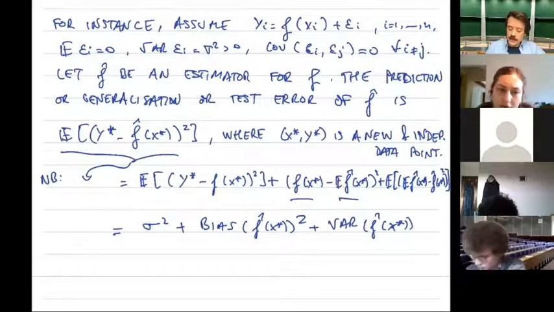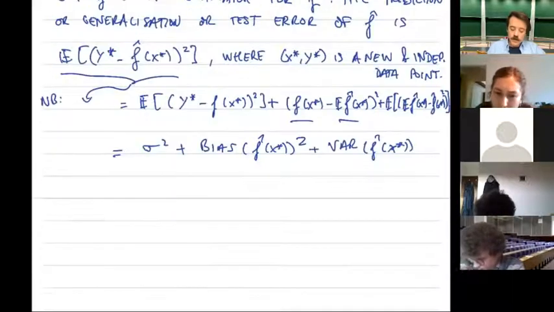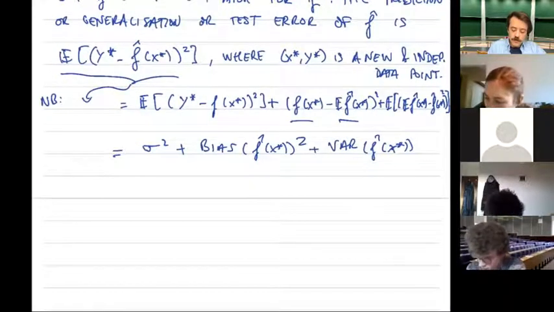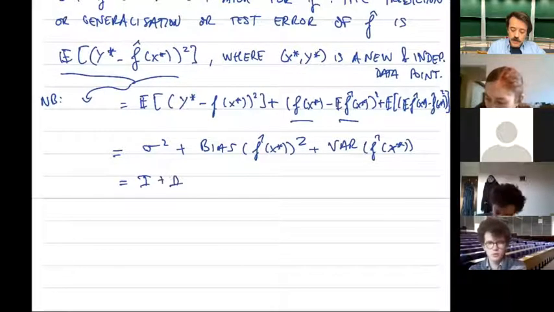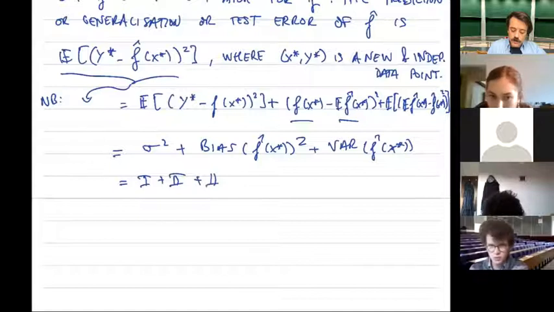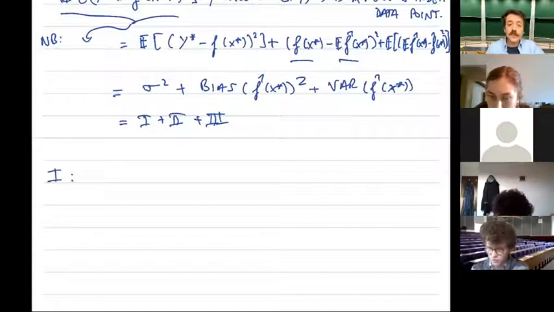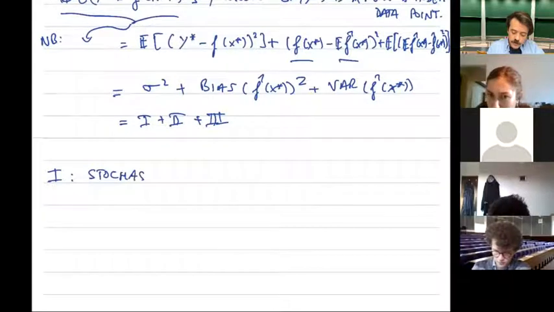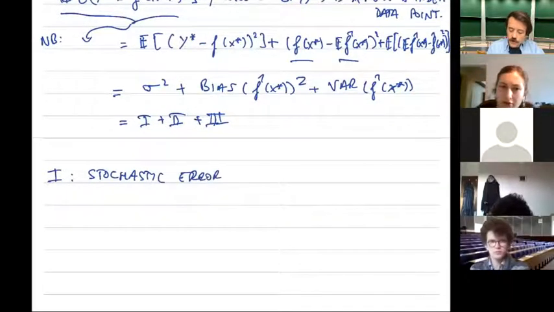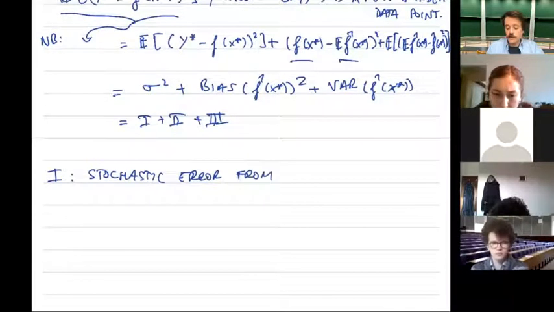So let's analyze each of these separately. Maybe let's call them 1, 2, 3. The first one is what is called the stochastic error, and it of course comes from the data generating mechanism.